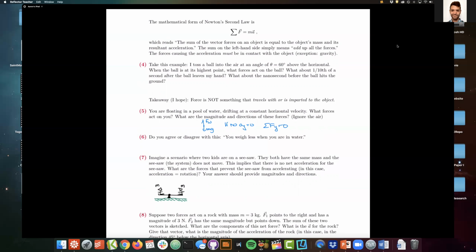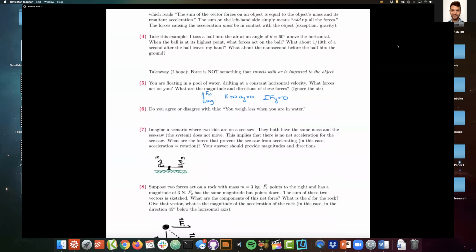So we've got to be careful. Weight corresponds to what a bathroom scale would read. So if you were, say, standing on a bathroom scale in water, gravity would be pulling down on you. You're touching the bathroom scale, so the normal force is the bathroom scale. But then there's also water, the buoyancy force, that is pushing up on you.